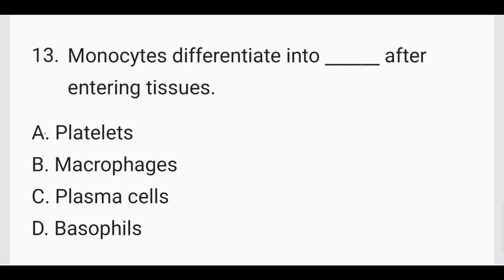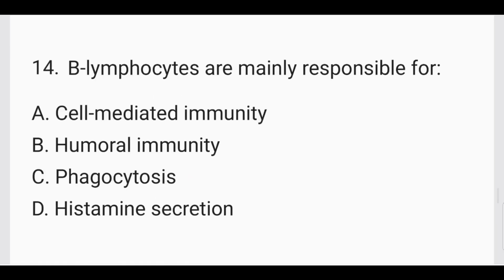Question 13: monocytes differentiate into what after entering tissues? Platelets, macrophages, plasma cells, basophils. So here the answer will be macrophages. Monocytes after entering tissues differentiate into macrophages, which are powerful phagocytic cells. Question number 14: B lymphocytes are mainly responsible for A, cell-mediated immunity, B, humoral immunity, C, phagocytosis, D, histamine secretion. The answer will be humoral immunity. B cells produce antibodies and hence provide humoral immunity, and the T cells are responsible for cell-mediated immunity.